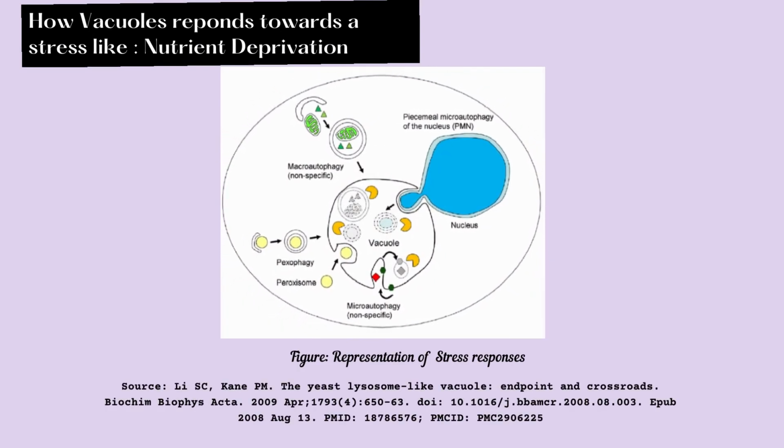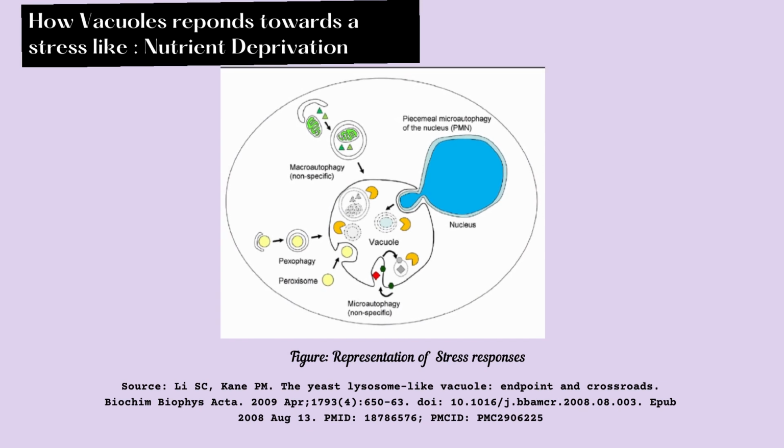Now it's also a very important phenomenon to look at, how a vacuole responds towards certain stress such as nutrient deprivation or a salt stress, etc. If there is a nutrient deprivation, meaning there's less nutrient present in the external environment, multiple autophagic pathways deliver specific and non-specific cargo, that is organelles, to the vacuole.